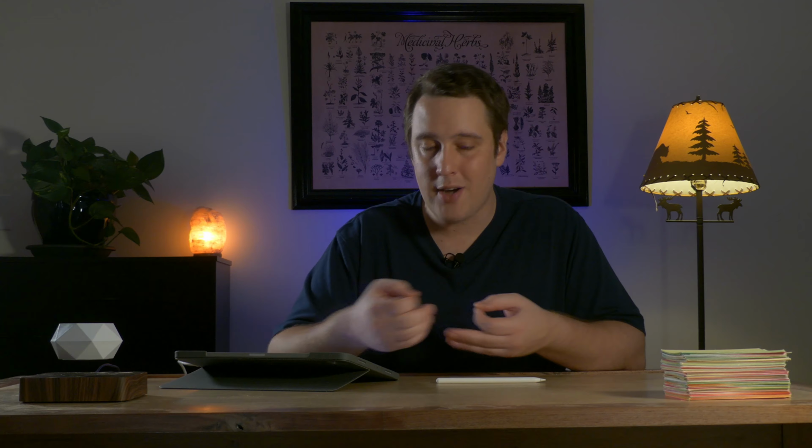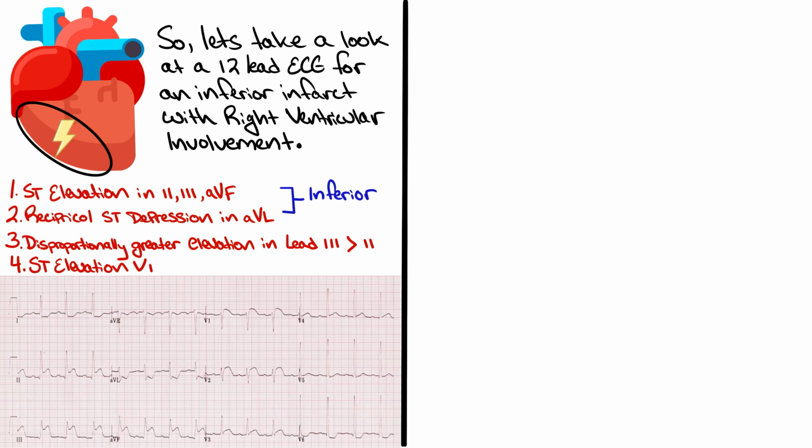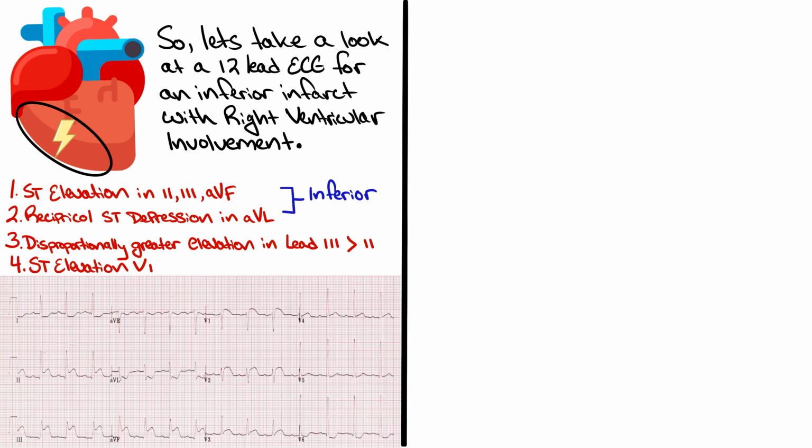So let's review. We can say we have an inferior infarct due to the ST elevation in leads 2, 3, and AVF. We can also add in that we have reciprocal ST depression in lead AVL. And now we can say there's a high suspicion for right side involvement due to the disproportionately greater elevation in lead 3 compared to that elevation in lead 2, and also there's some ST elevation in lead V1.